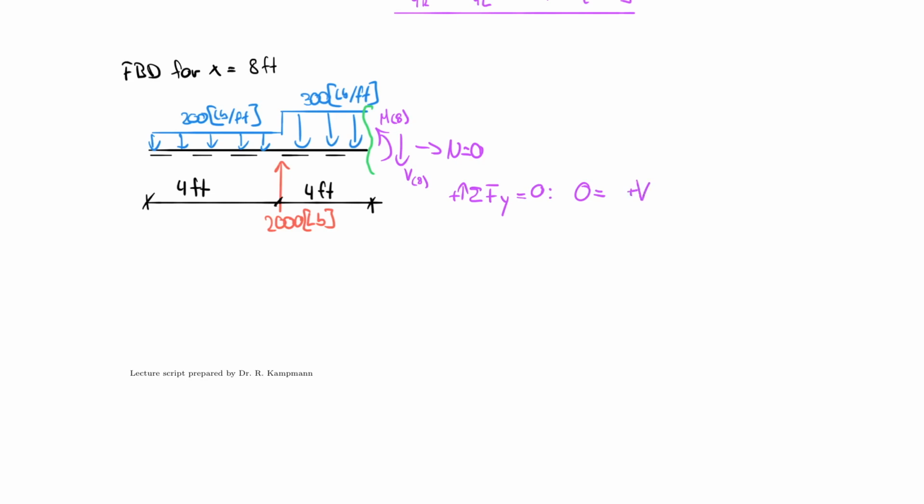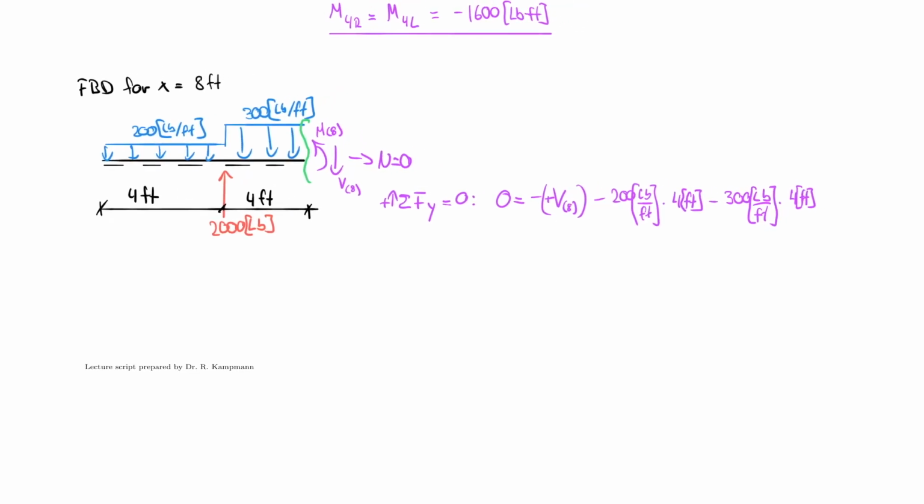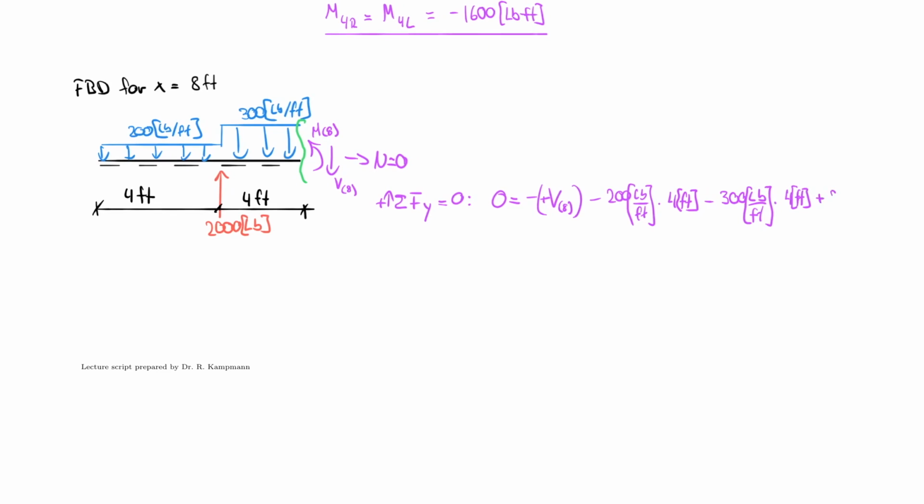So plus V at 8, but it's going in the negative direction, so therefore negative, minus 200 pounds per foot multiplied by 4 feet, minus 300 pounds per foot, and that also happens to be multiplied by 4 feet, but that is the 4 feet on the right side, so don't confuse those. And then I also need to include the 2,000, so plus 2,000 pounds. And surprise, surprise, V at 8 is actually equal to plus minus 0.